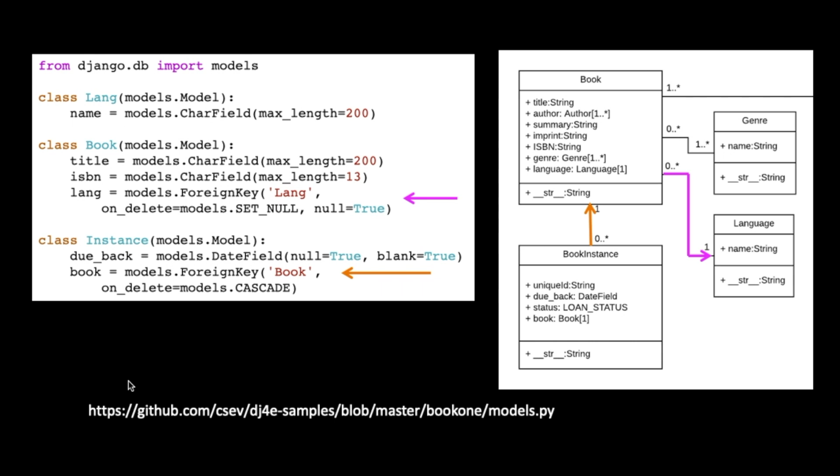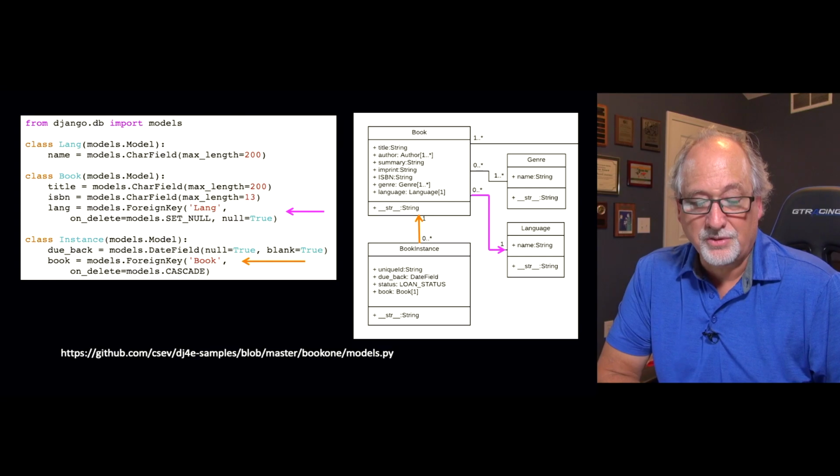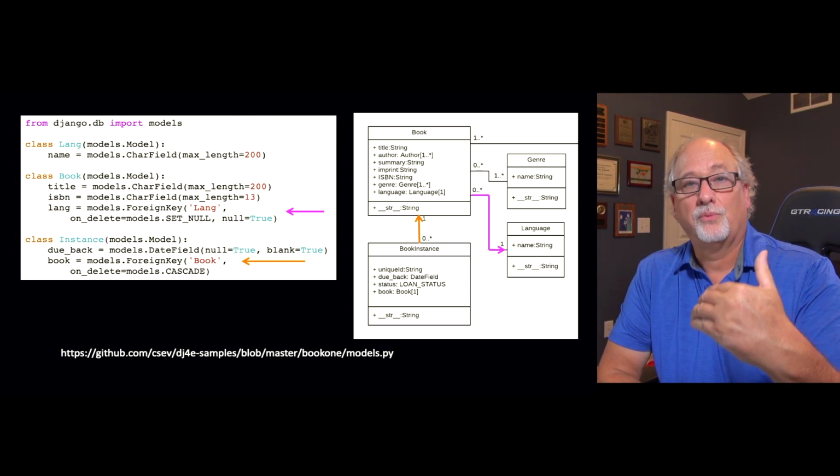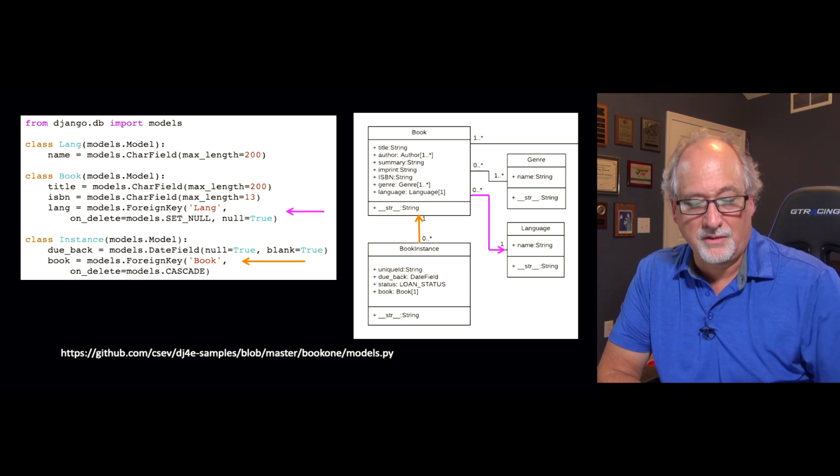Okay? And so again, you see this from the point of view of the data model where we have the arrow between book and language, that's a many to one, and then a book instance to the book is a many to one as well. And so those foreign key links represent the arrows in this data model.